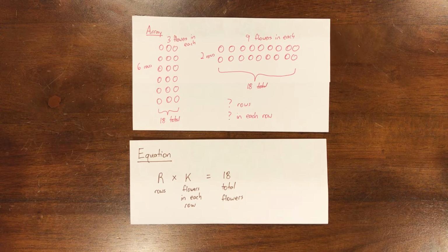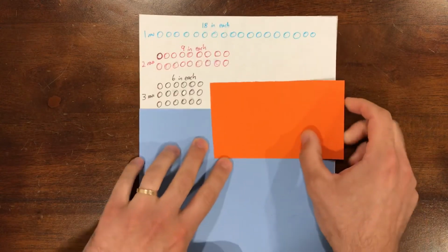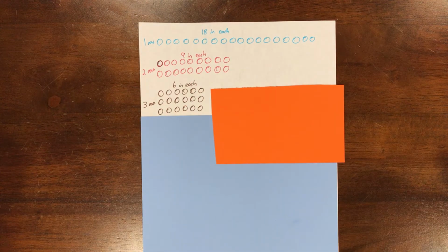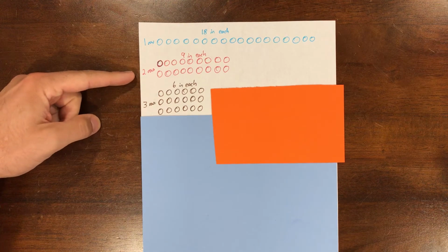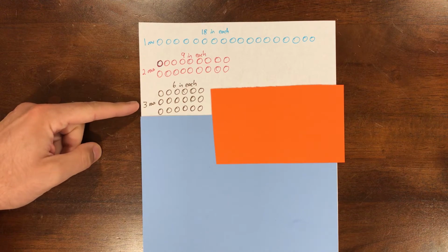So, how can we solve it? Say it out loud. Yeah, okay, so some of you probably said that we could draw arrays to find all the possible combinations. And that's true. We could do that. We could draw an array with one row and 18 in each row, an array with 2 rows and 9 in each row, and an array with 3 rows with 6 in each row.